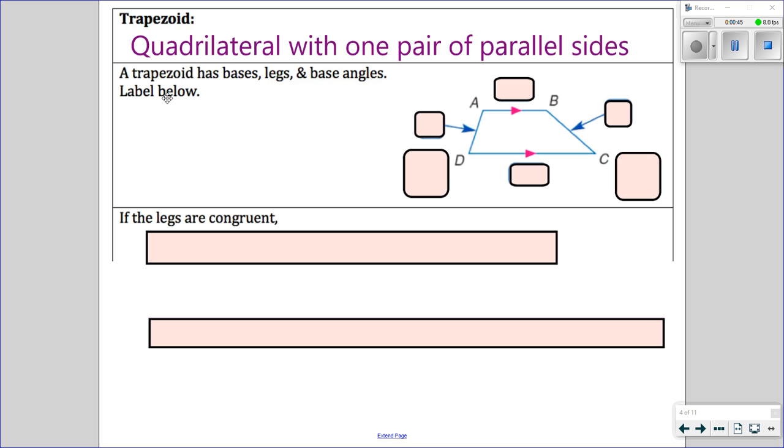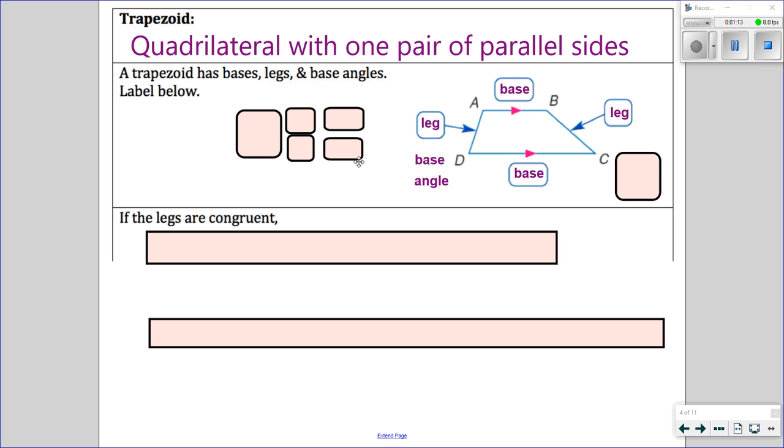So it says below, the trapezoid has bases, so two bases, and two base angles. So let's label it below. Let's do the sides first. Those are the legs. There are two legs for this trapezoid. And then we have the top base, and the bottom base, and then we have the base angles. The legs connect to the bases, and that is where the base angles are.